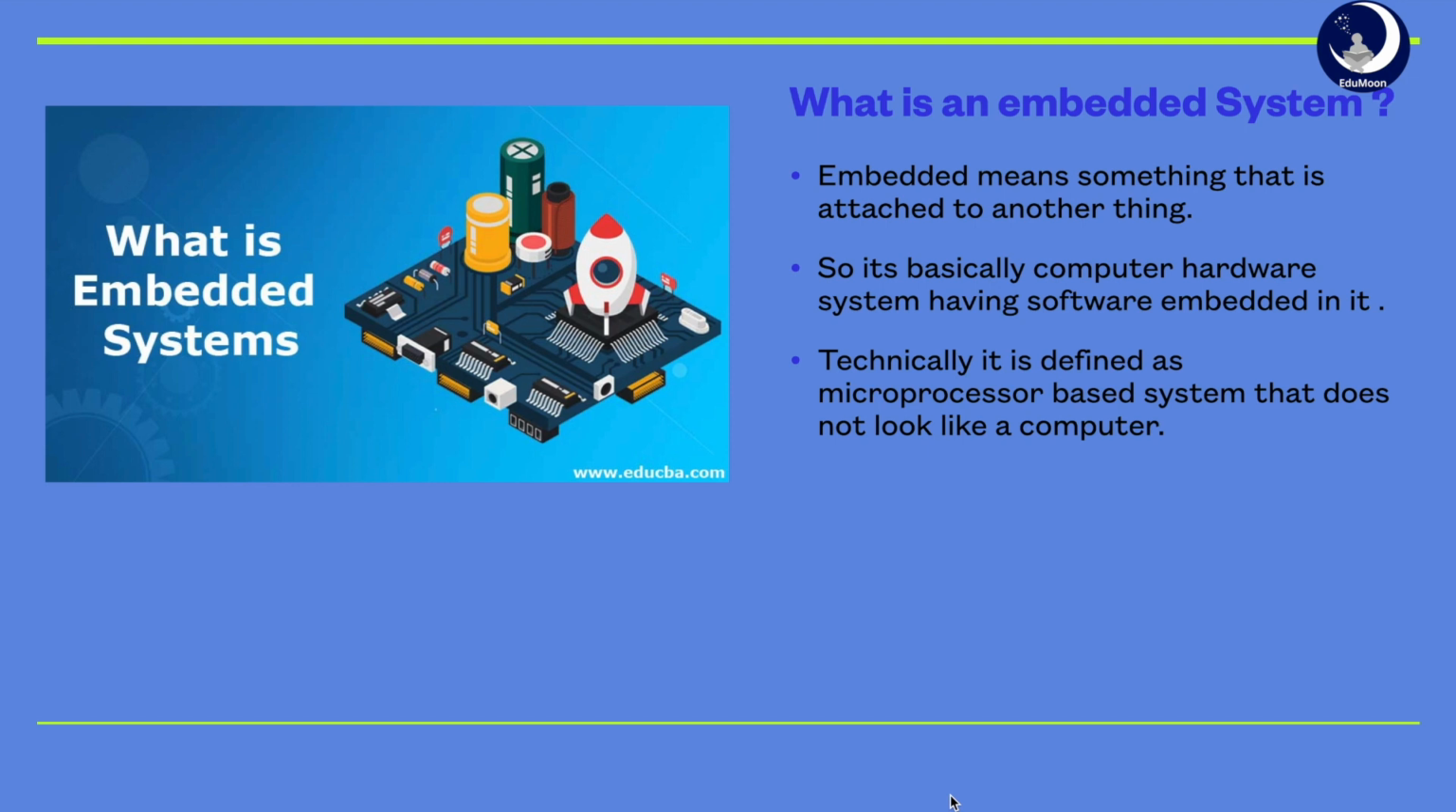Now let's add this word system to the word embedded. In layman terms, embedded means something that is attached to another thing. That doesn't make any sense, right? Now I'll explain you the entire word embedded system. Simply, I can say it is the combination of computer software and hardware. That's it. But we computer science students need to understand the technical definition of it. That is, it is defined as a microprocessor based system that does not look like a computer. Don't worry even if you don't know what a microprocessor is or what a microcontroller is. I'll introduce all these key terms with their definitions in our first lecture video, that is Introduction to an Embedded System.